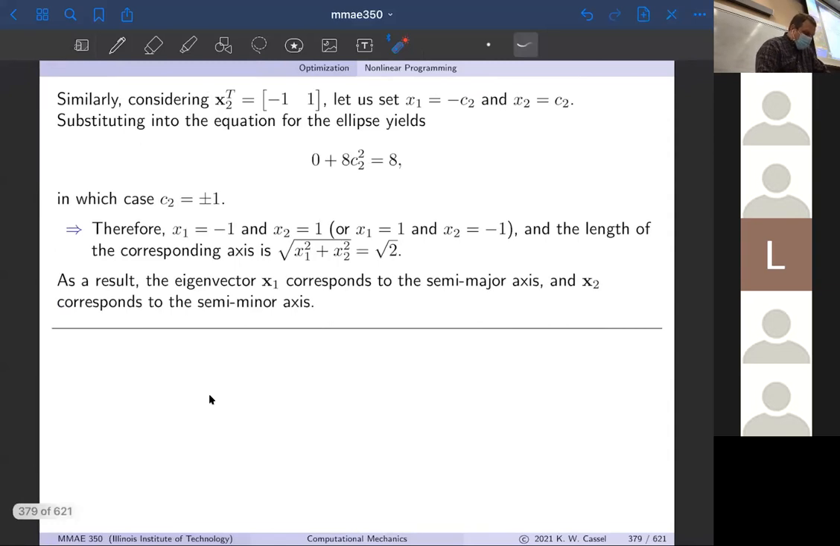Fine. Let's do the minus 1, 1 direction. So now the normal direction to that, 90 degrees. Now I'm going to use x1 is minus c2, x2 is c2, again corresponding to the minus 1 and 1. Substitute those in, and I find that c2 is plus or minus 1. So x1 is minus 1, x2 is 1.